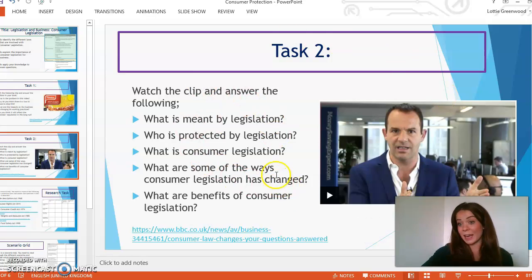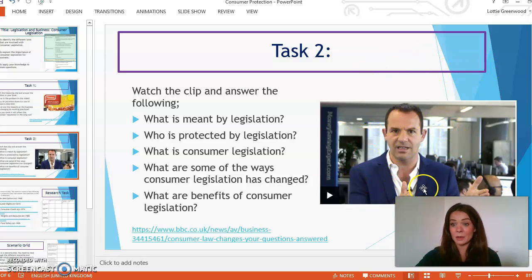This task here, again, is just looking at the consumer legislation, looking at what is meant by the term, who is protected, etc. This is about 5 minutes long, so you may have recognised him from ITV anyway, he does a lot about money matters, and he's a money expert for ITV. So have a look at the clip, and again, answer these questions in your book. If you can write these questions into your book and then answer them next to it, that would be great.